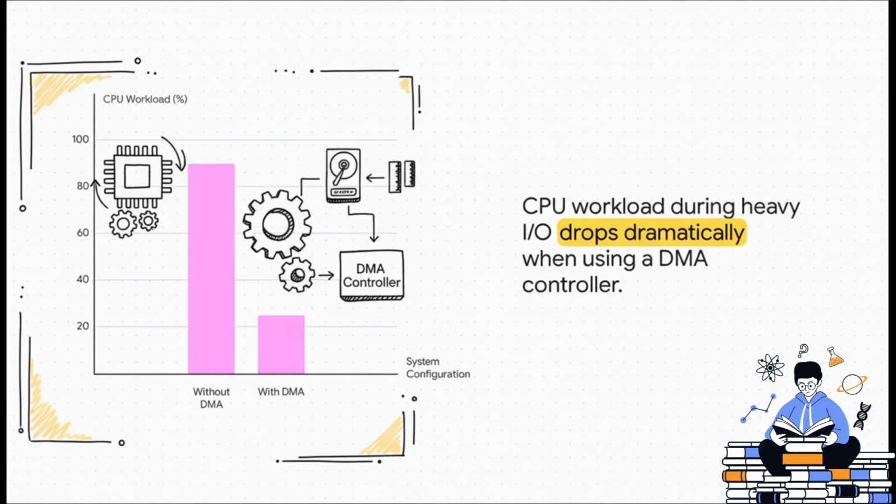And wow, this chart just says it all. Take a look at the CPU's workload during a heavy task, like copying a big video file. Without DMA, the CPU is almost completely maxed out at 90%. But with DMA, look at that drop. It's barely breaking a sweat. It's free to keep the rest of your computer feeling fast and responsive.